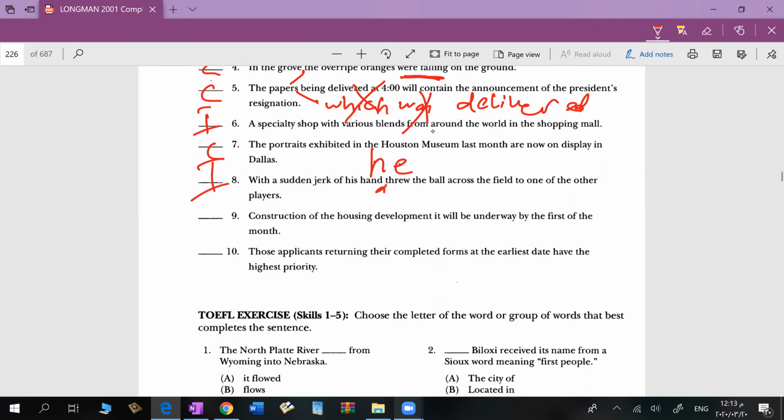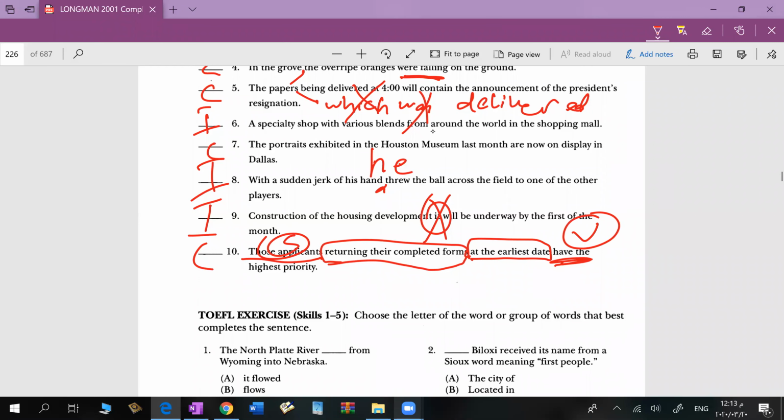Number 9, construction of the housing development, it will be underway. Incorrect. How can I make it correct? Remove it. We have here two subjects. Those applicants returning their completed forms at the earliest date have the highest priority. Correct. Subject, those applicants returning the completed forms. This is a present participle. At the earliest date, this is the prepositional phrase. Have, this is the verb. So this sentence is correct. Questions?